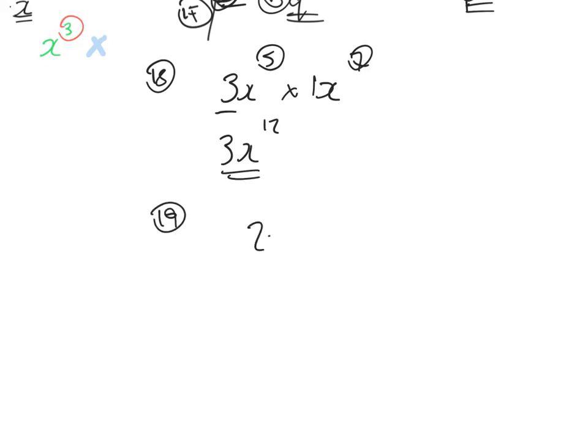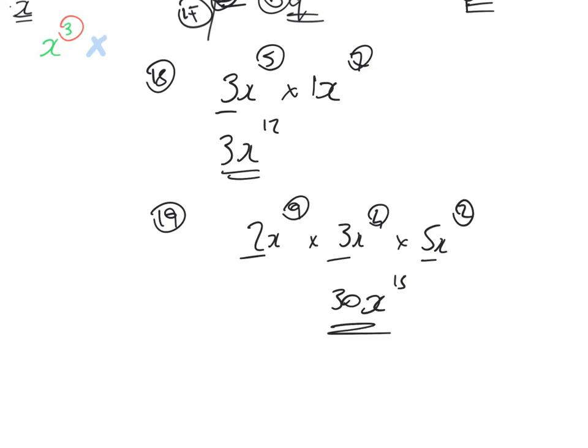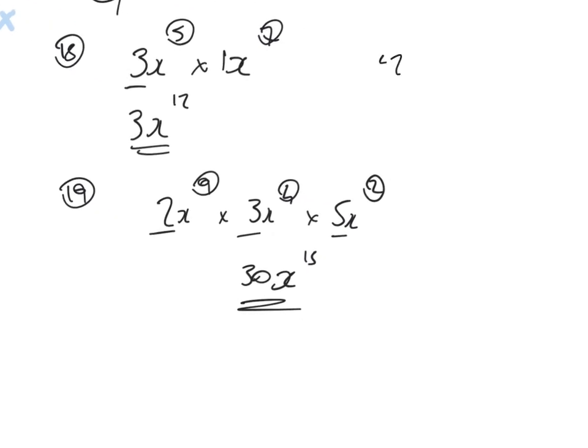Okay, example 19. 2x to the 9 multiplied by 3x to the 4 multiplied by 5x to the 2. Okay, 9 plus 4 plus 2, that's 15. x to the 15, 2 times 3 is 6. 6 times 5 is 30. 30x to the 15, example 20.